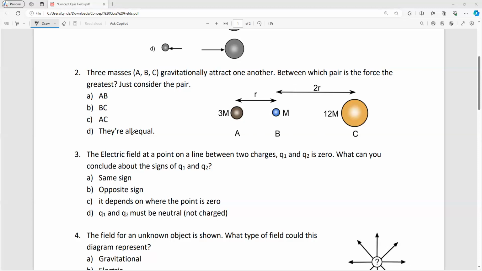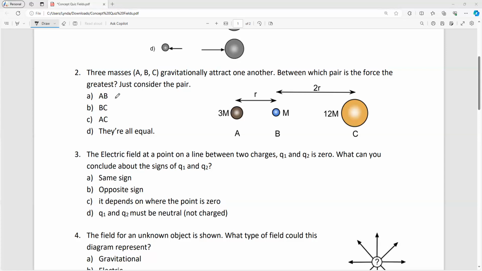So which one doesn't belong right away? A and B doesn't belong. Okay, A and B doesn't belong, and why? Why do you think they don't belong? Because it's asking for the greatest, and A and B is the shortest.